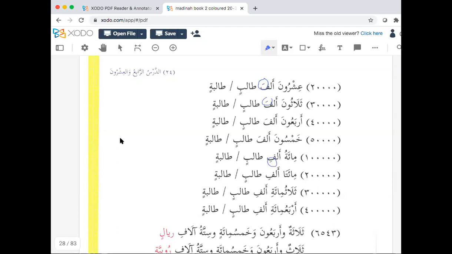Between 11 and 99. So it's 20, mansub, nakira, and what was the other one? Mufrad. You don't say alaf, you say alf. So before you said 20 ألفا. So 20 you'll say 20,000, 20 ألفا.